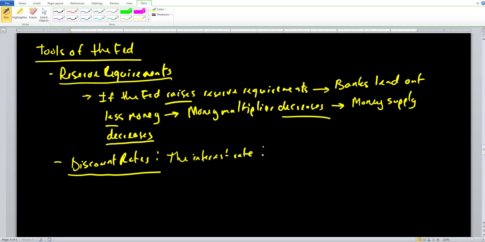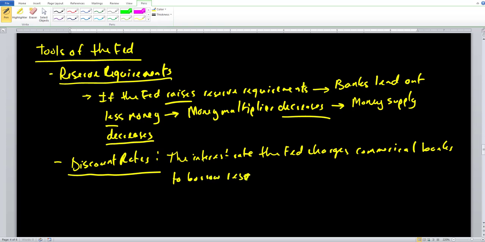So the interest rate the Fed charges commercial banks to borrow reserves or money from a regional Fed bank. So here, the discount rate is the interest rate the Fed charges commercial banks to borrow reserves from a regional Fed bank. If the bank runs into very tough economic times, they can always fall back on the Federal Reserve and borrow money from there.